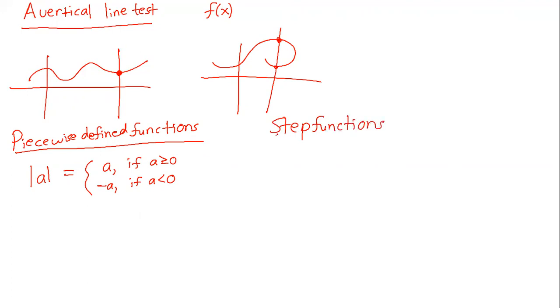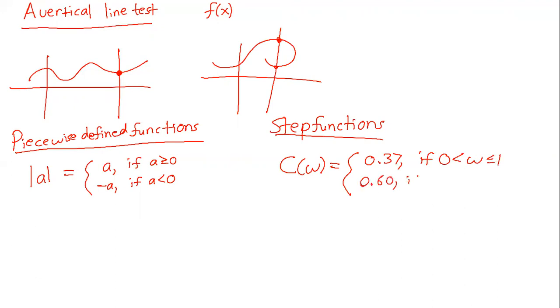As an example of something like a step function that just suddenly jumps from one value to the next, we can have something like C of W is equal to 0.37 if 0 is less than W is less than or equal to 1, or 0.60 if 1 is less than W is less than or equal to 2. The book's example goes on and actually presents 4 different options, but that's sufficient for showing the idea. You can see that it jumps the value.